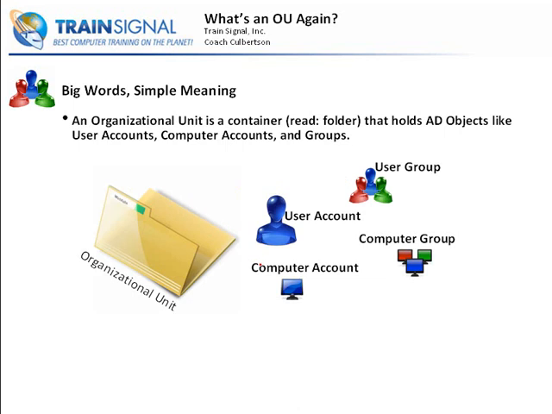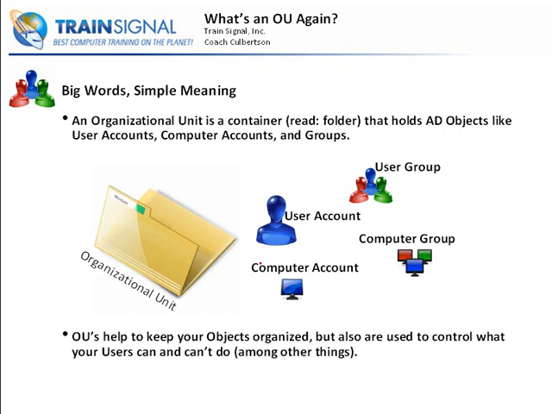Now, technically, I suppose you could say that user accounts don't have to live in an OU, but if you're looking to have a nightmare of a network, I say go for it. But OUs help keep your objects organized. They keep your user accounts separated out. You can separate them out by departments, by location. There's all kinds of ways you can do it, but they're also used to control what users can and can't do, among other things.